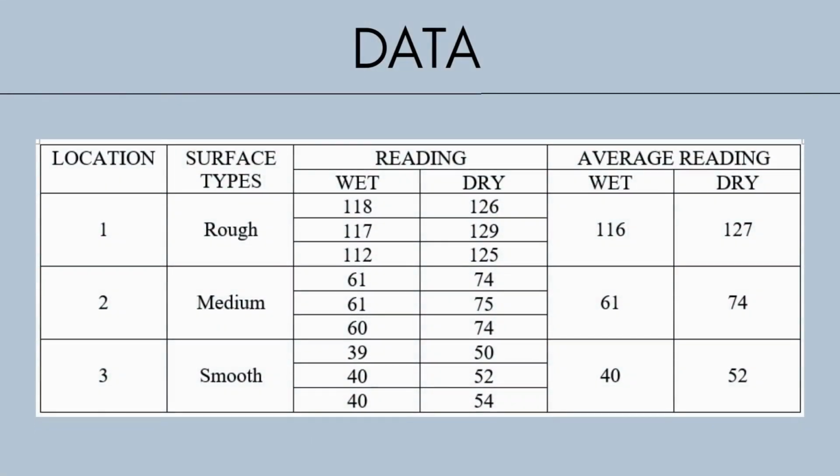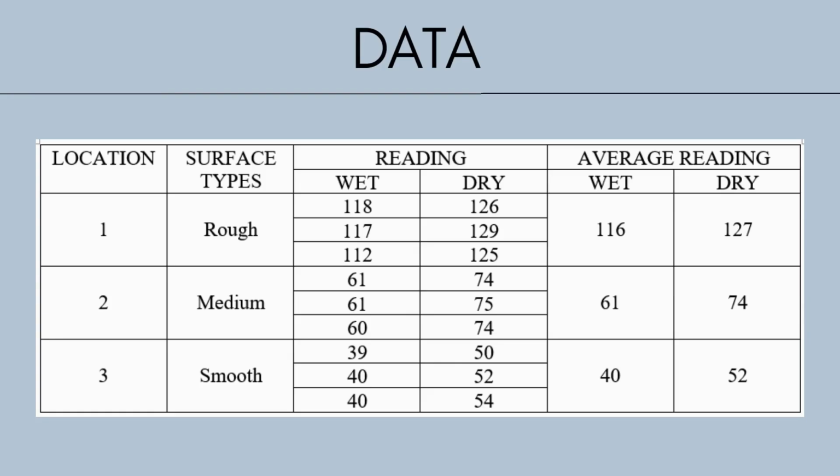Skid resistance test. Measurements were conducted at 3 different locations representing rough, medium, and smooth surface conditions. At each location, 3 readings were taken under both wet and dry conditions, and the average value was calculated to ensure data reliability and consistency. These average readings are used for further analysis and discussion.